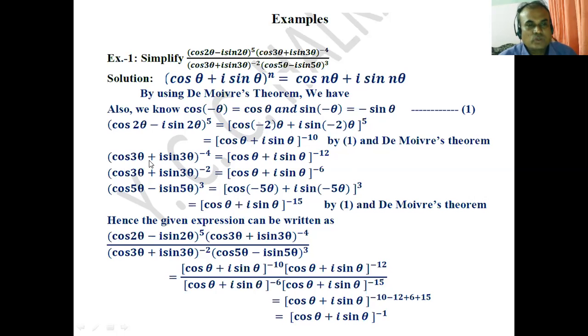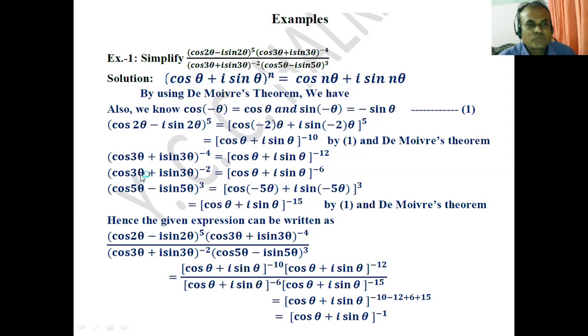Again we use De Moivre's theorem statement. So the reverse part we use here. In the bracket, we have cos theta plus i sin theta to the power 3, multiplied by the power minus 4. So minus 4 into 3, so minus 12. Now this is the simplification.